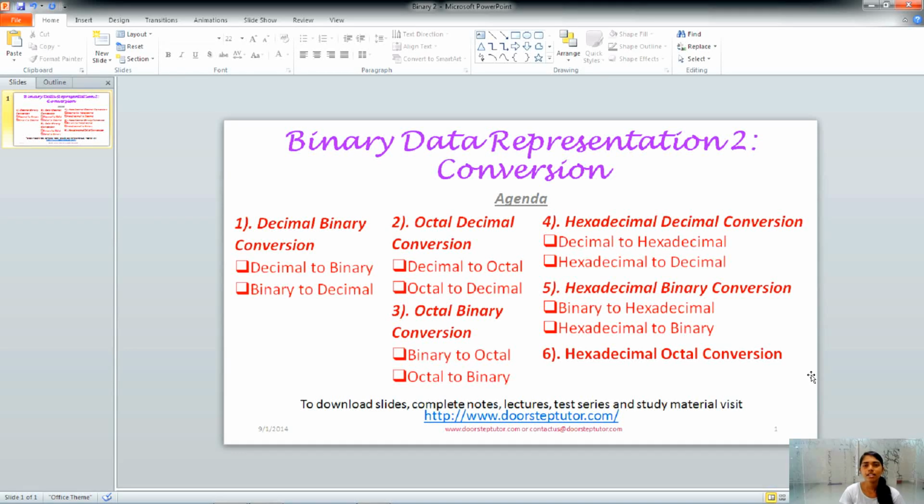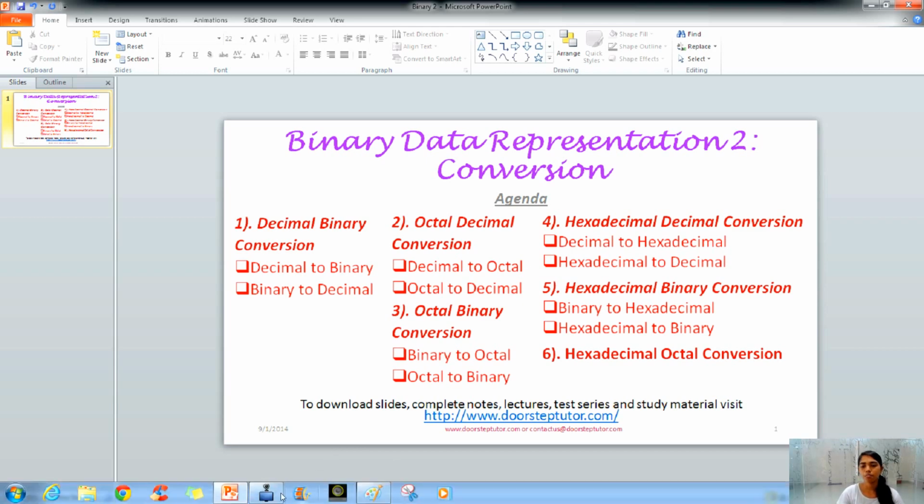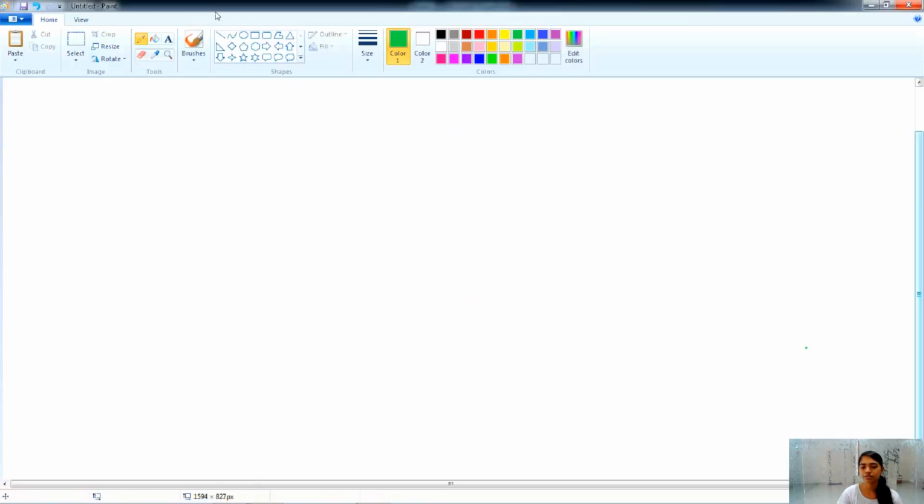Hello, in this lecture the chapter that we will be learning is Binary Data Representation Part 2, which has decimal binary conversion, octal decimal conversion, octal binary conversion, hexadecimal decimal conversion, hexadecimal binary conversion and hexadecimal octal conversion. We will learn all these conversions by a practical session.